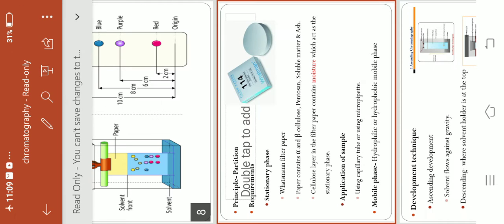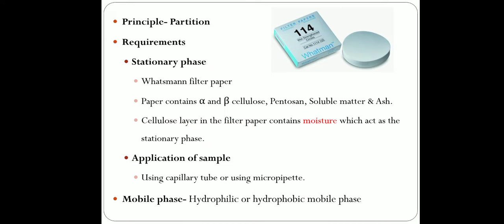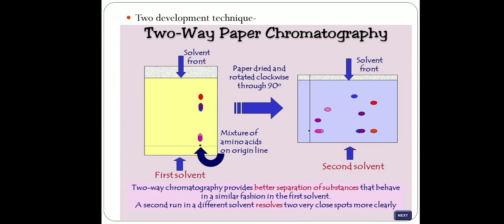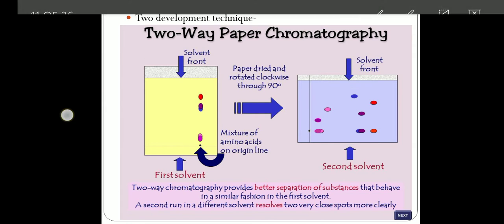So next we can discuss the various development techniques of paper chromatography. They mainly involve the ascending technique, descending, then ascending-descending, that is a combination of ascending followed by descending, then circular or radial development, and next is the two-dimensional, two-way paper chromatography development technique.